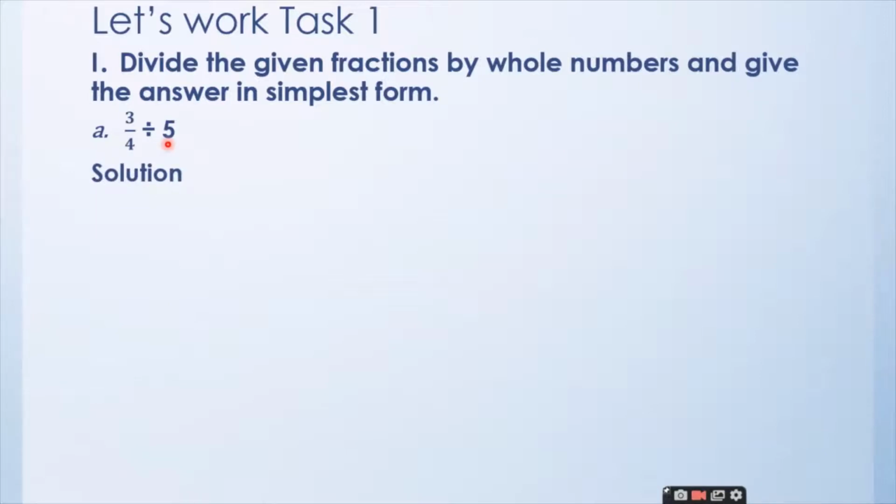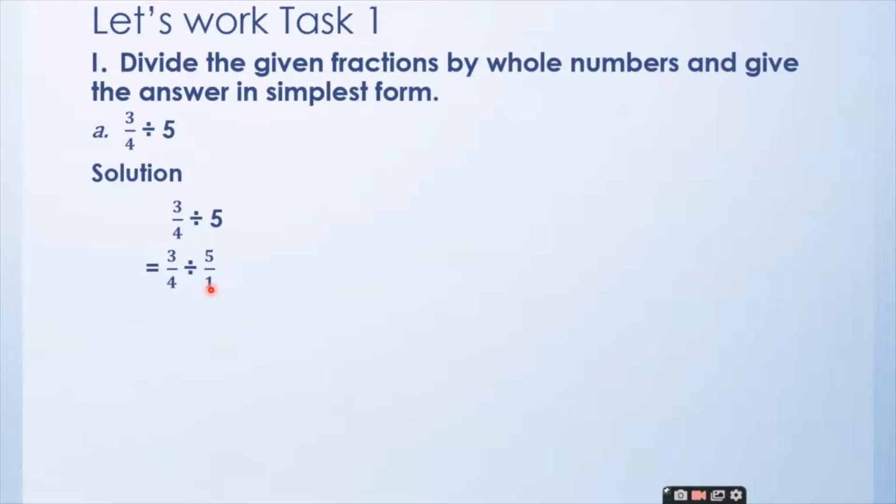For this, we write the solution, and in the very first step, we write the question as it is. In second step, we write 3 upon 4 divided by, and we change the whole number into a fraction by writing it with denominator 1. So 5 upon 1. Now we have 3 upon 4 divided by 5 upon 1.